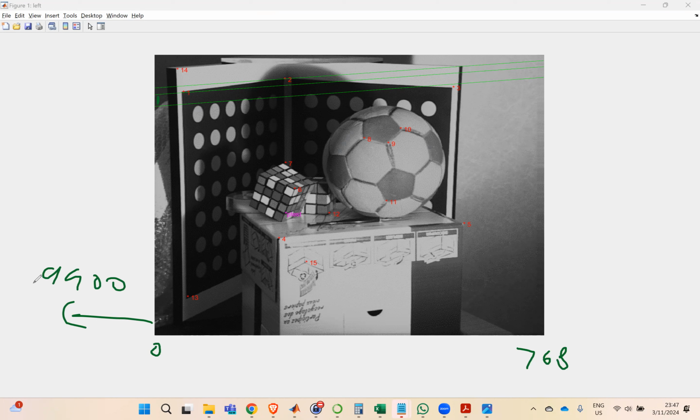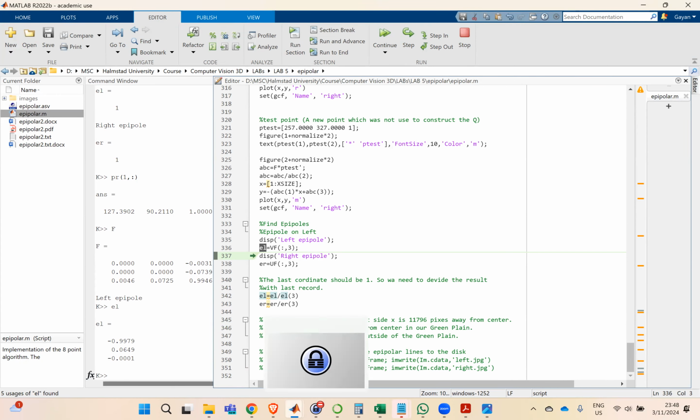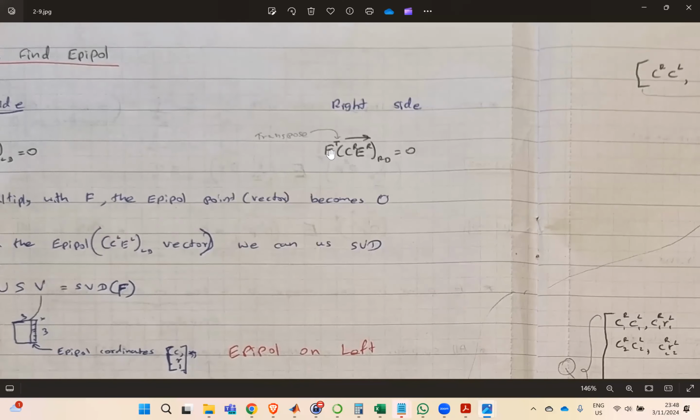And on the right side, we can do the same and find the right epipole for the right image. Then again we need to take F. So we'll see how to take it. We need to take the transpose of F and then solve it with SVD.